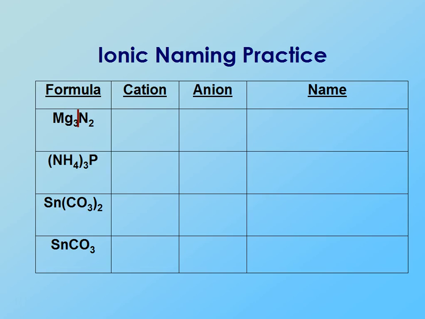The magnesium I know has a +2 charge because it's in group 2. So that's why I put Mg+2. Nitrogen's in group 15, so it has a -3 charge. Because magnesium only has one oxidation state, I don't have to do anything more. I just name it magnesium. And nitrogen coming from the periodic table becomes nitride.